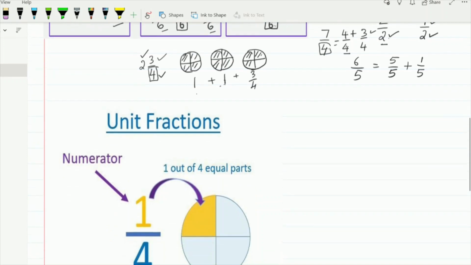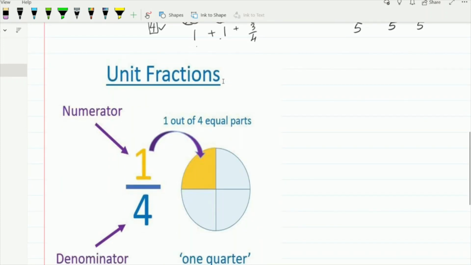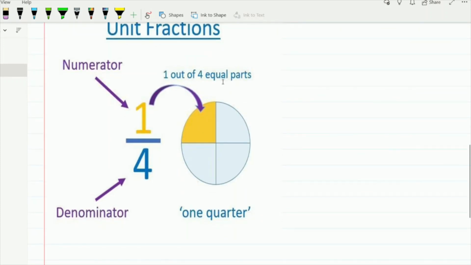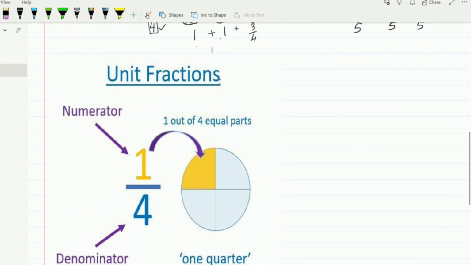Now unit fraction we are going to do. So in unit fraction we can see here one figure is given and that figure is divided into 4 equal parts. 1, 2, 3, 4 equal parts. Out of that one part is selected. So 1 by 4 is the fraction. If a fraction has only the numerator as 1, then we can say those fractions are called what? A unit fraction.